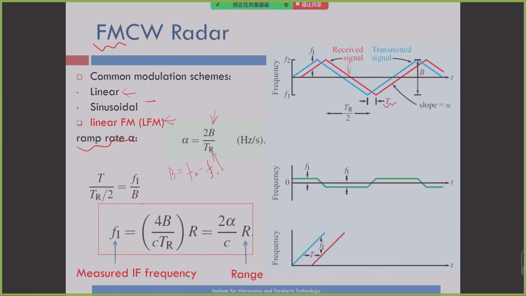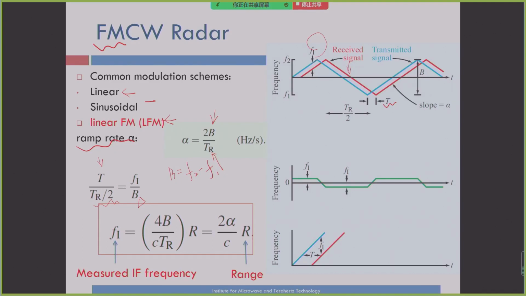The bandwidth of the sweep. Because they are always in a linear relationship, the time delay divided by half of the modulation period equals Fi. Fi is the RF frequency, or the intermediate frequency, which is the difference from this point to this point, not from F to F1, but from all the curves. So it is divided by the bandwidth, like that.